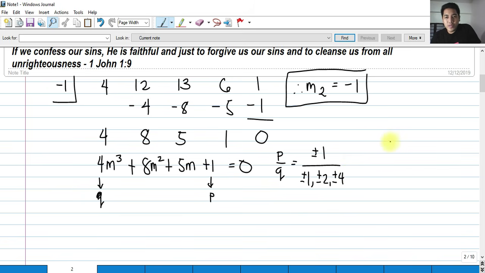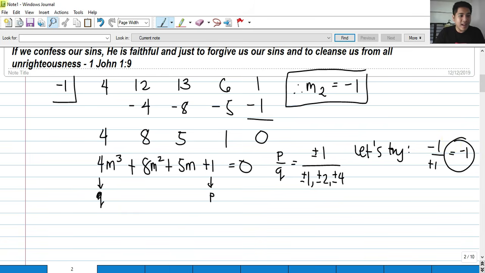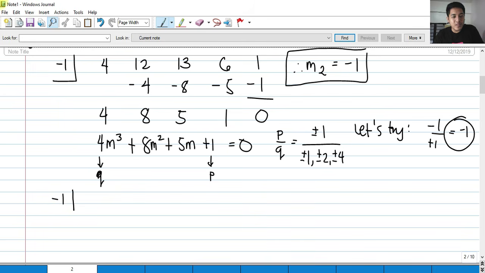So what we are going to do is, let's try, let's say, negative 1 over positive 1. Okay, negative 1. Let's try again, negative 1. If we divide this by negative 1, we'll be able to get 0 as our remainder.